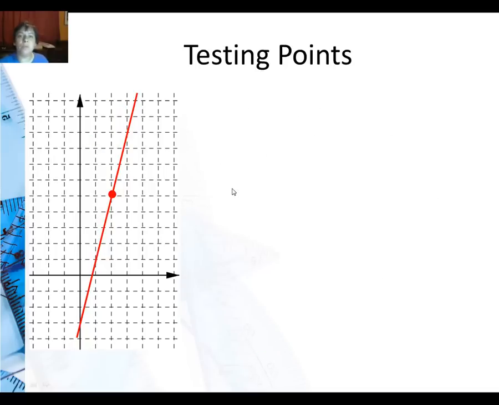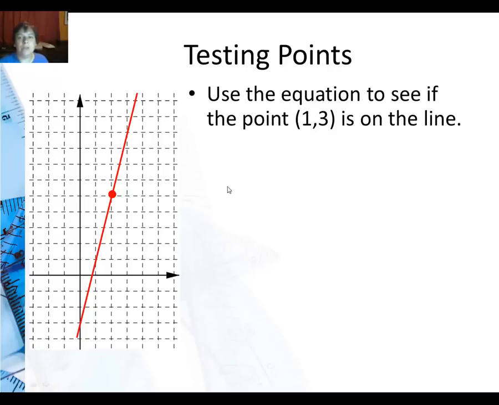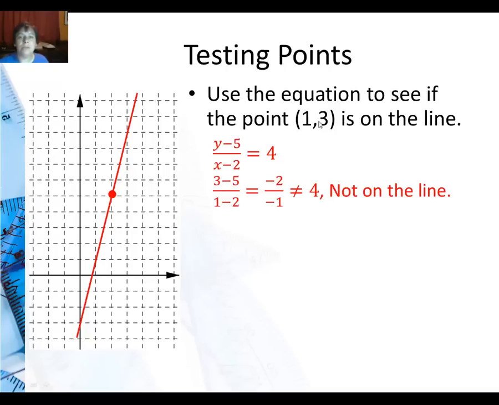So does this work as an equation? Well, I'm going to go ahead and use it to test a few points. So here's my original equation that I just came up with. (y minus 5) over (x minus 2), so the rise over the run must equal 4. And I'm going to see if the point (1, 3) is on the line. Well, I substitute in 3 for y and 1 for x. 3 minus 5 is negative 2. 1 minus 2 is negative 1. This is not 4, and it's not on the line. And you could probably figure that out. Here's (1, 3). Definitely not on the line.